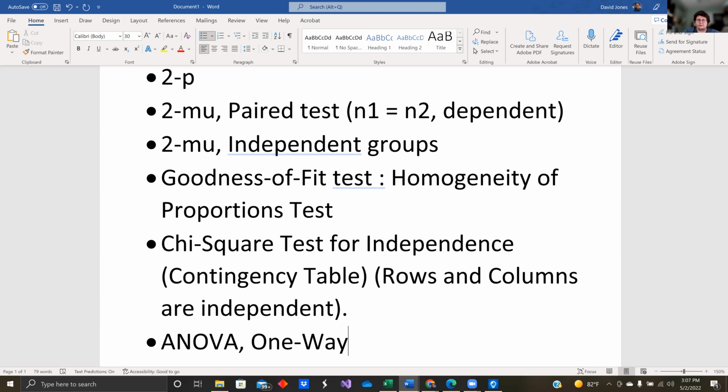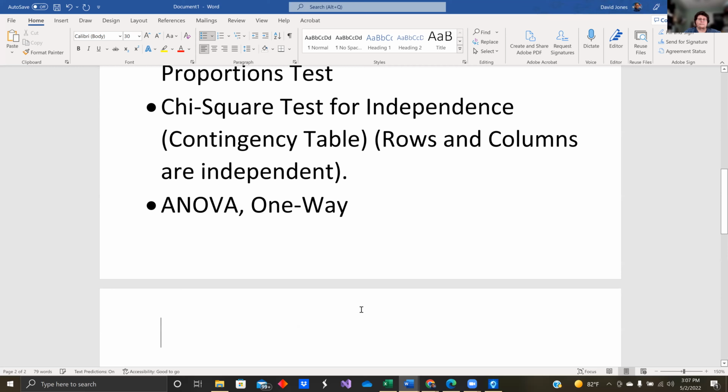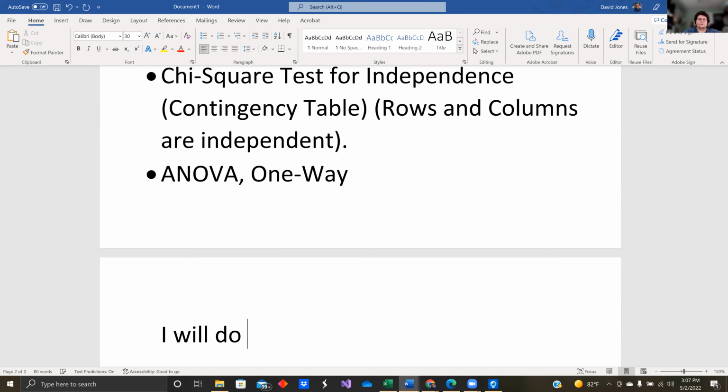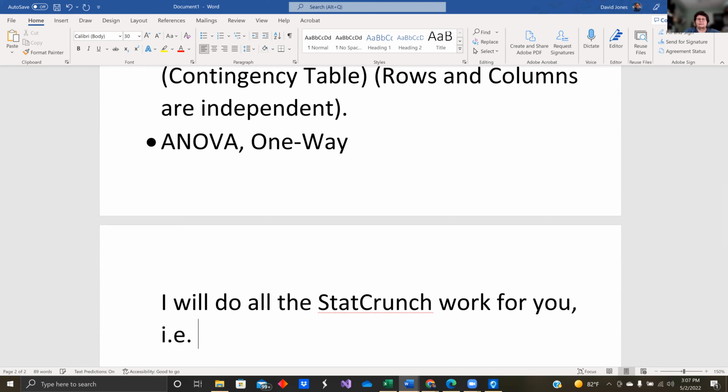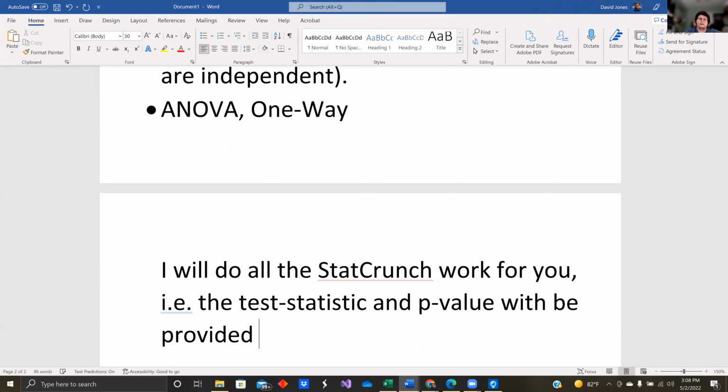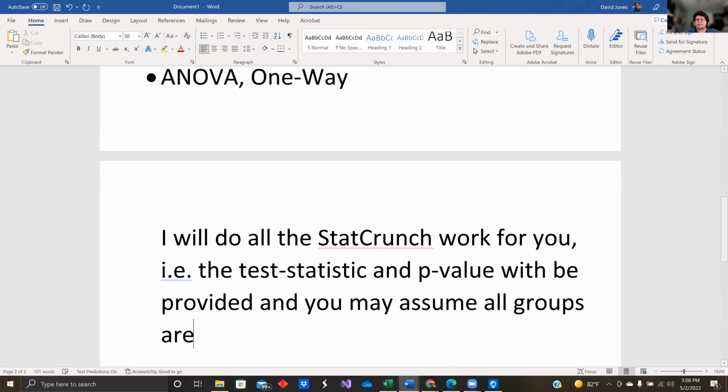So there's 10 categories, one question for each. I will do all the StatCrunch work for you, i.e., the test statistic and p-value will be provided. And you may assume all groups are normally distributed or pass their appropriate tests.